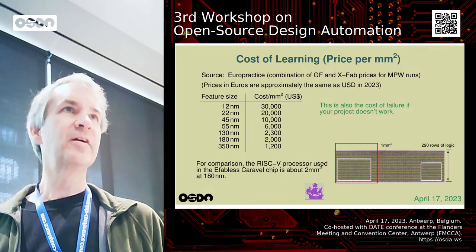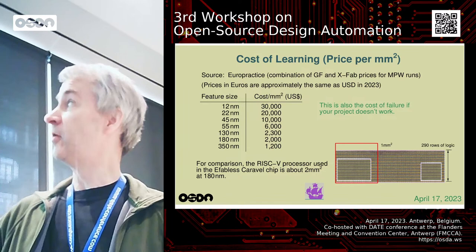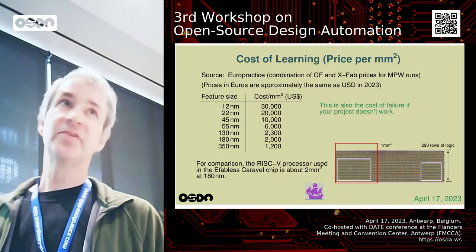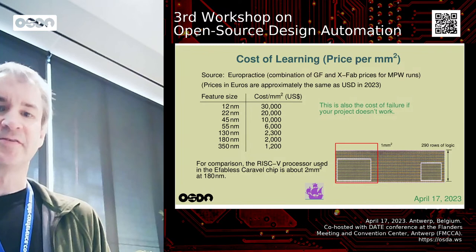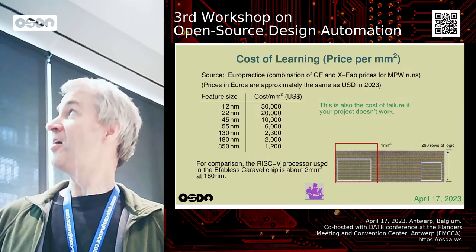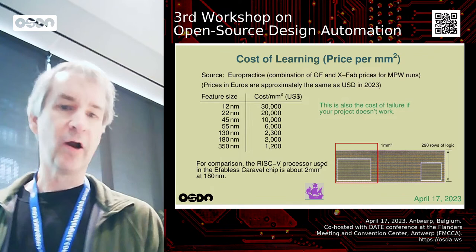If you want to do something useful, like over here, this is our Caravel chip from eFabless. The core processor of that is a very small CPU. That's about the minimum size of something useful you can do, and it's still 2 millimeters squared in a 130 nanometer process. So that's still in the cost of thousands of dollars. The point is that the cost is not just the cost of the silicon, it's also the cost of failure if your thing doesn't work.